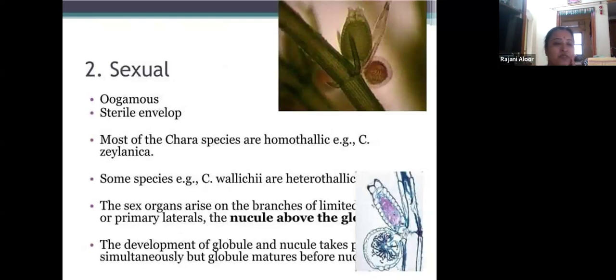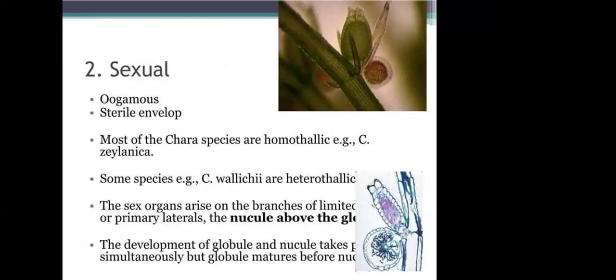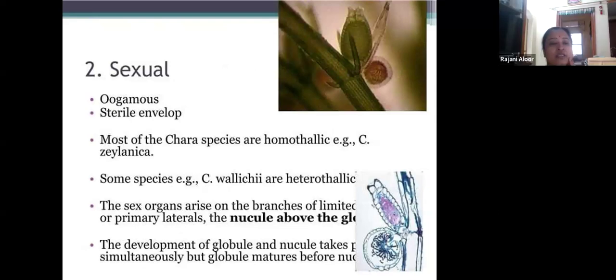Which reproduction is absent? Asexual. Very important: in Chara, asexual reproduction is absent. You only have sexual reproduction. That too, the sexual reproduction is of oogamous type with a sterile envelope. What is the sexual reproduction? Oogamous type with a sterile envelope.